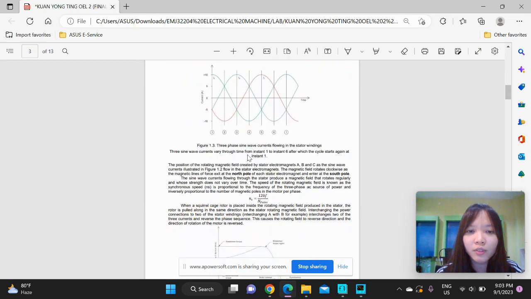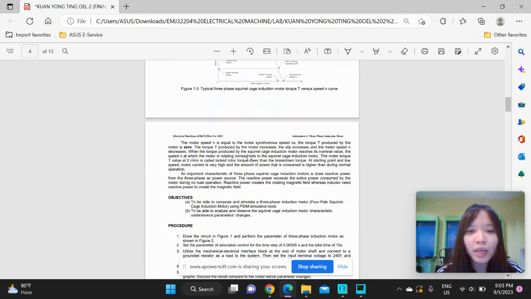The objective of this lab is to be able to compose and simulate a three-phase induction motor, two-pole, four-pole, and six-pole squirrel cage induction motor by using PSIM simulation tools. The next one is also to analyze and observe the squirrel cage induction motor characteristics under several parameter changes.